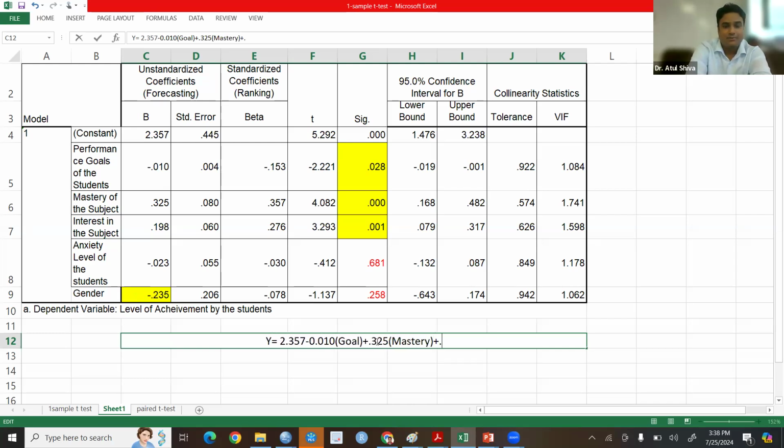plus 0.198 interest of the student, minus 0.023 into anxiety of the student, minus 0.235 gender.